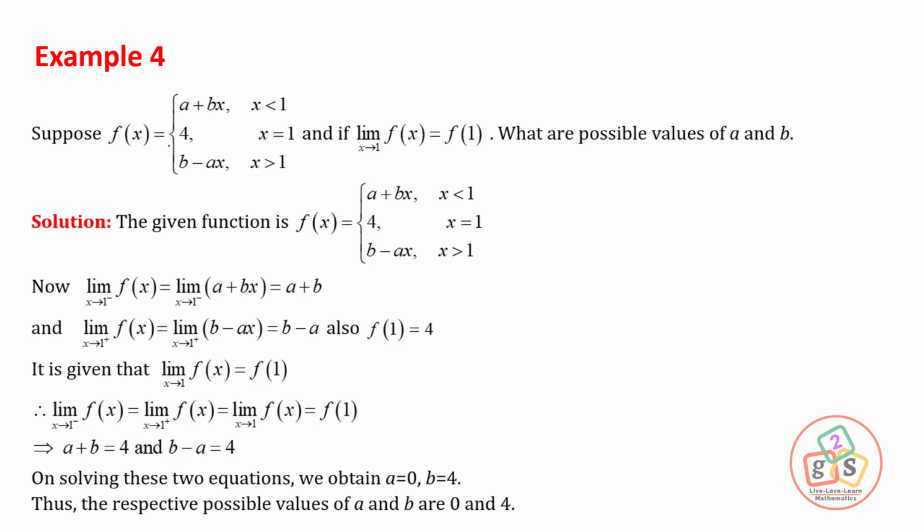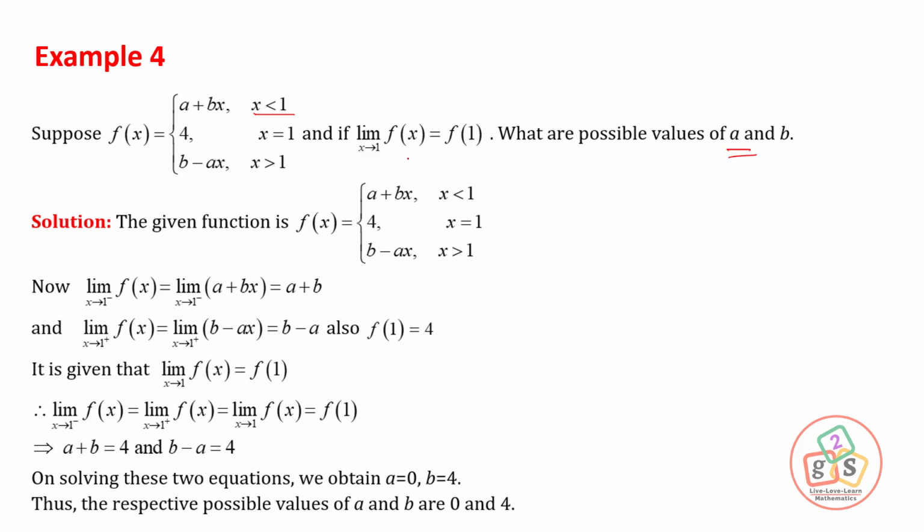Similarly, we have one more problem. Suppose f of x is defined like this. If x is less than 1, the function is a plus bx. If x is 1, the function is 4. If x is greater than 1, the function is b minus ax. And limit x tends to 1, f of x is equal to f of 1. So these two are given. What are the possible values of a and b?